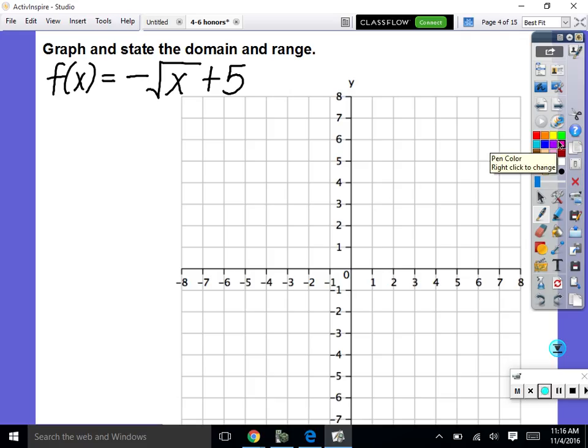So I want you in words to describe the shift here. So what's my shift left and right? This is important. In words, describe the shift. No shift left and right. Yep. There's a shift up of 5. Reflection over x. Okay, here we go. Let's graph it.